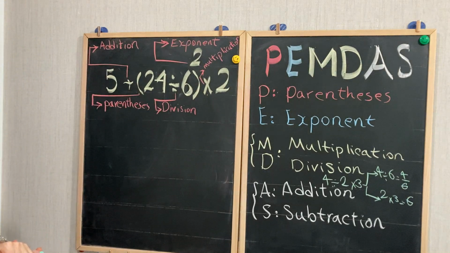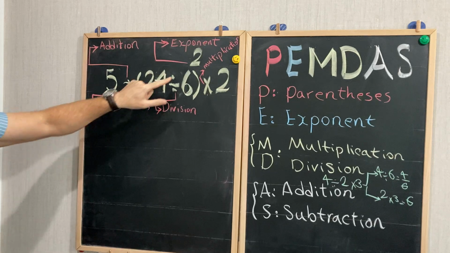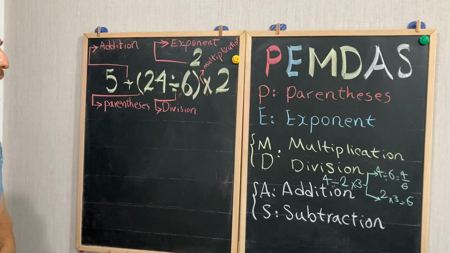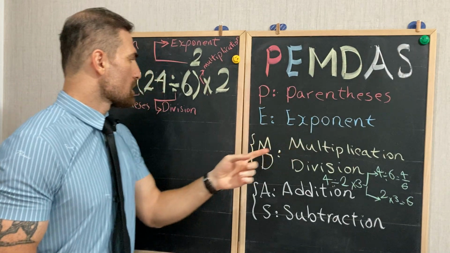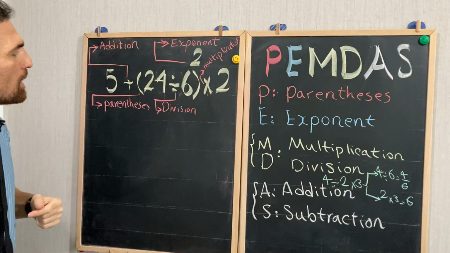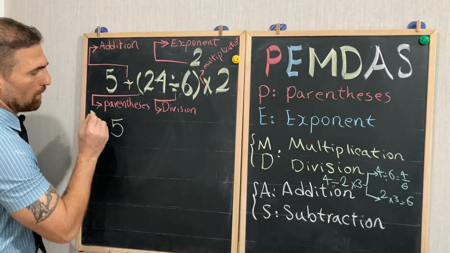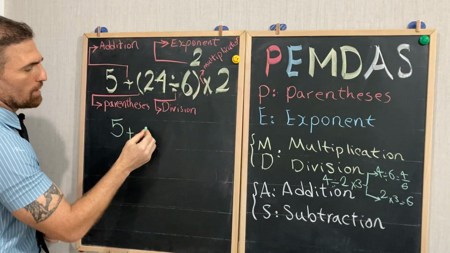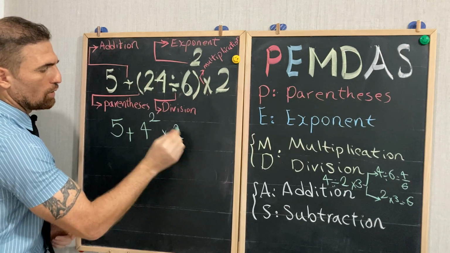In our example, we have addition, parentheses, exponent, multiplication and division. As you know, the first priority belongs to P, parentheses. So let's start with parentheses. 24 divided by 6 equals 4. So it's going to be 5 plus 4 to the power of 2 times 2.